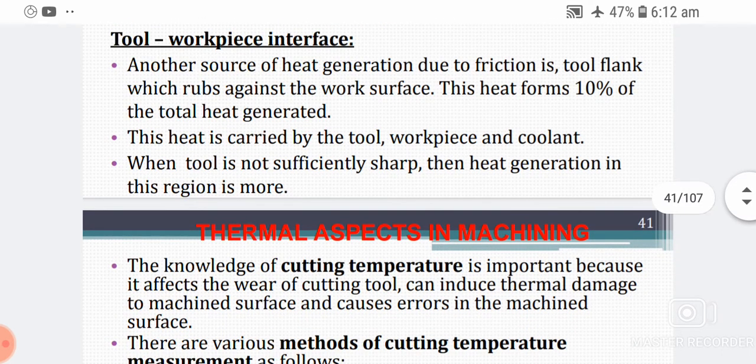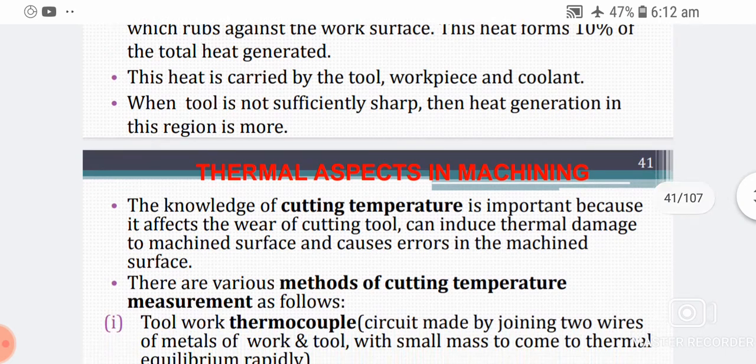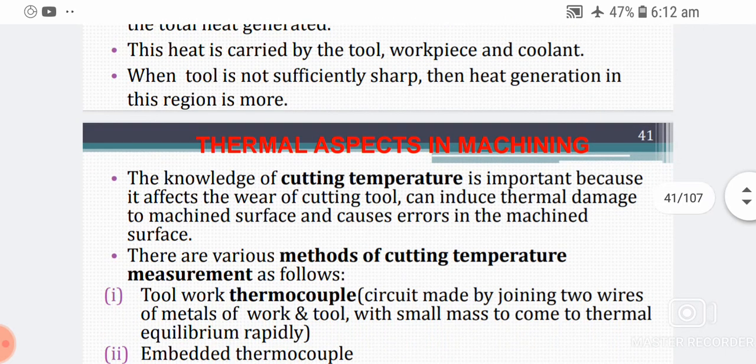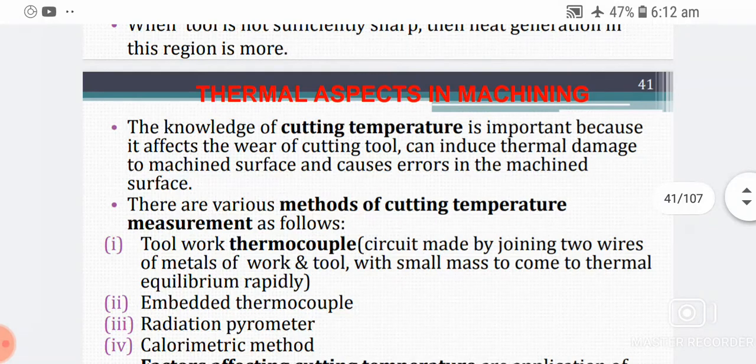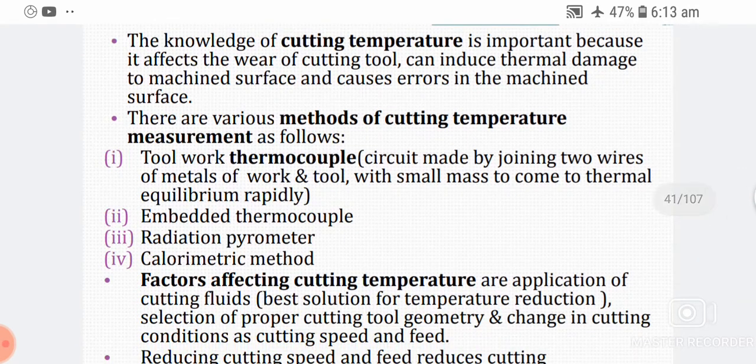The knowledge of cutting temperature is important because it affects the wear of the cutting tool, can introduce thermal damage to the machined surface, and causes error in the machined surface. There are various methods of cutting temperature measurement as follows. Tool work thermocouple: a circuit made by joining two wires of metal of the work and tool, with a small mass to come to thermal equilibrium rapidly. Embedded thermocouple, radiation pyrometer, calorimetric method.